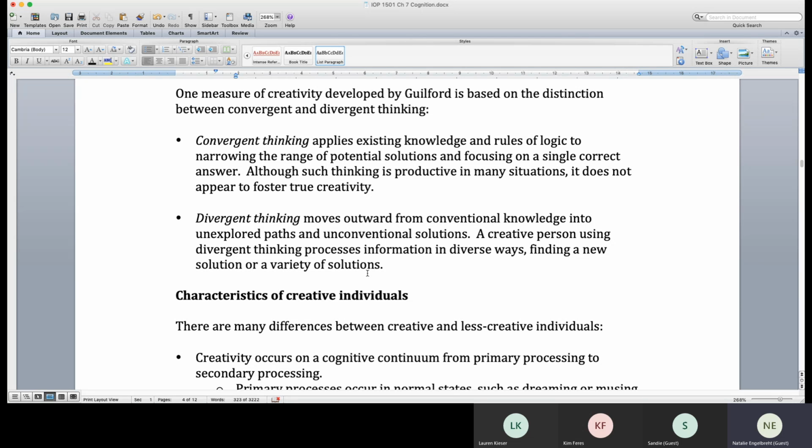But convergent thinking applies existing knowledge and rules of logic to narrowing the range of potential solutions and focusing on a single correct answer. Although such thinking is productive in many situations, it does not appear to foster true creativity. Divergent thinking moves outward from conventional knowledge into unexplored paths and unconventional solutions. A creative person using divergent thinking processes information in diverse ways, finding a new solution or a variety of solutions.